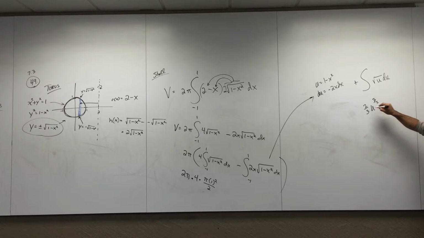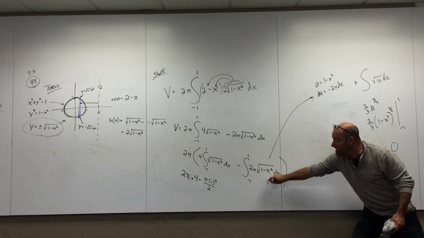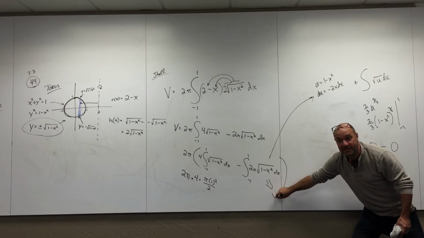And then what's my u? My u is 1 minus x squared, to the 3/2. And then I'm going to plug negative 1 to 1 in there. Remember, you guys? Watch what happens when you plug in a 1. Oh, it's 0. Minus, what happens when you plug in a negative 1? It's a 0. I mean, that's interesting. That whole half of the problem contributed nothing to the volume.